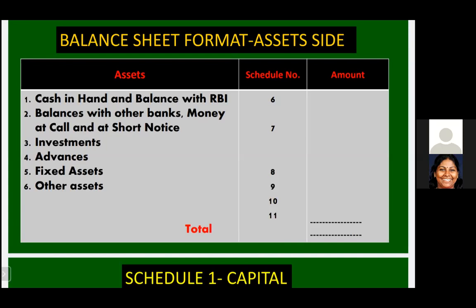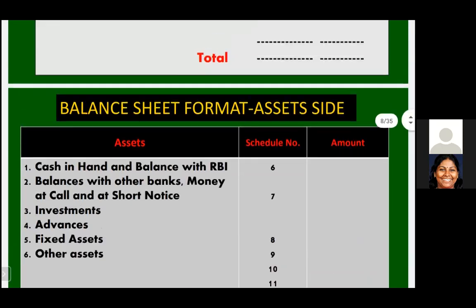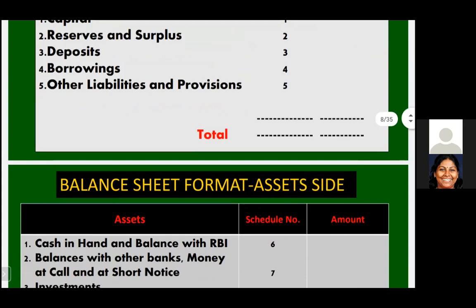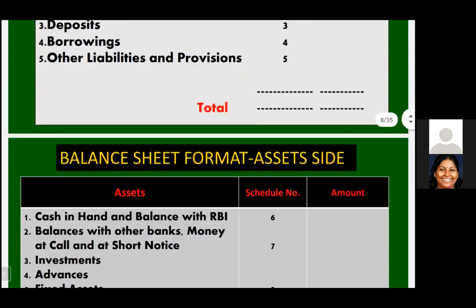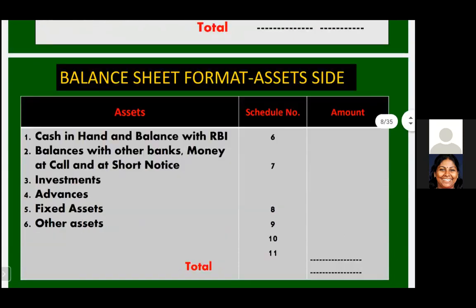The balance sheet format is a vertical format. Once you get the total of schedules 1 to 5, this total has to be the same as schedules 6 to 11.